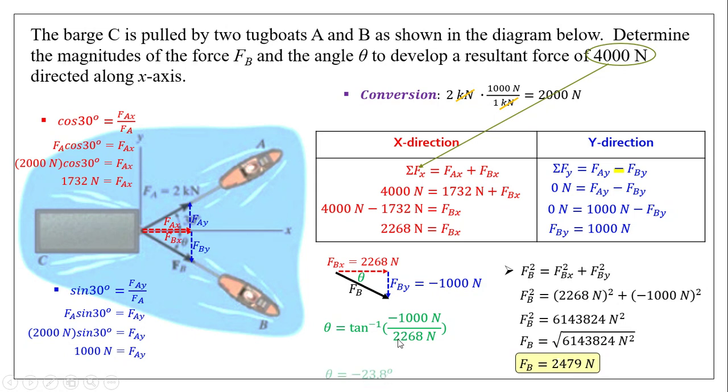If I do that, I'll get negative 23.8 degrees. The proper way to say this would be 23.8 degrees below the positive x-axis. Or if you want, you can say negative 23.8, because if you measure from the x-axis, which is assumed to be 0 degrees, and you go backward, clockwise, in math that would be negative 23.8 degrees. So that'd be the answer.